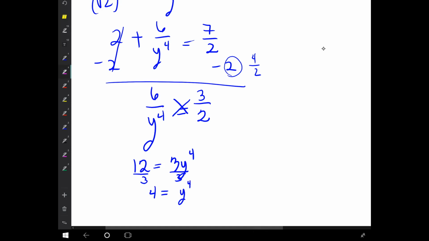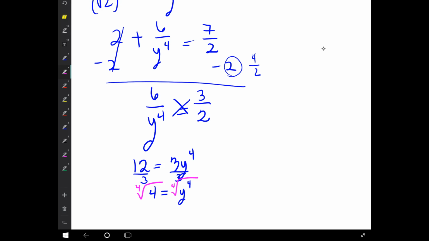Take the 4th root. Do I have to take into consideration a plus or minus if I take a 4th root? I do, because if I think about a negative number, like negative 2 to the 4th, negative 2 times negative 2 times negative 2 times negative 2 is a positive 16. So I do have to take into account that this y value could be positive or negative, because when I fourth it, it could become the positive 4. So I do need a plus or minus.